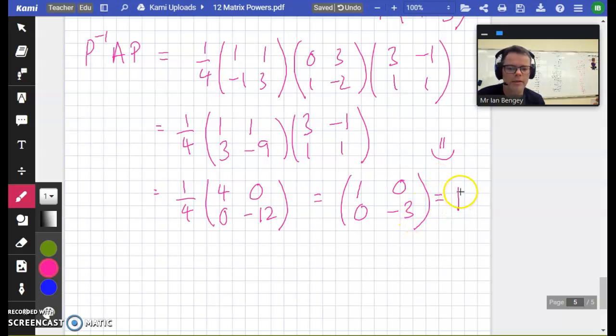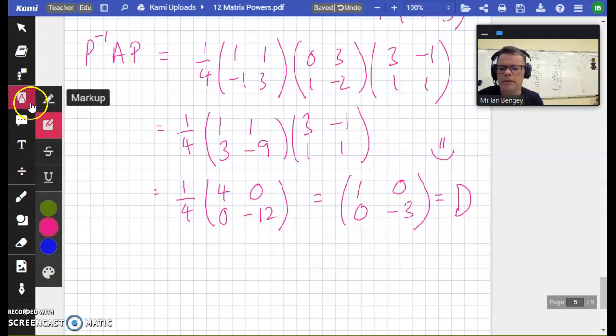We can call that, let's call it D, the diagonalized version of A. I looked for a bit of notation for how you say this is the diagonalized version of A. It doesn't seem to be one. I thought I'd put in the subscript, but we'll just call it D for now. So what have we got now? We've got this result.